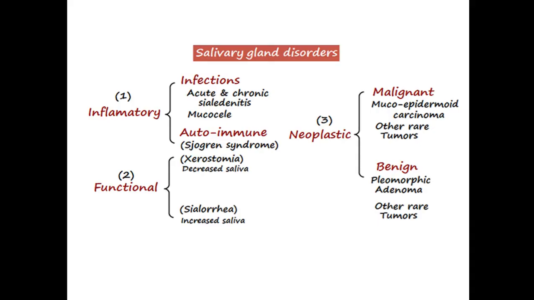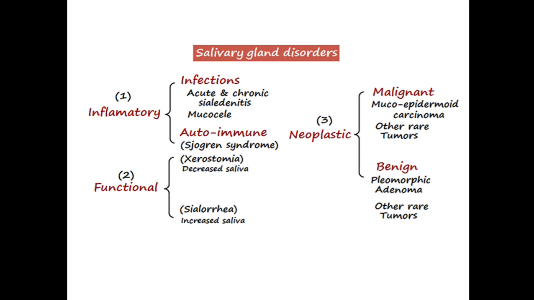Now, lesions of the salivary glands. For our convenience we divide lesions of the salivary glands into number one, inflammatory lesions, number two, functional lesions, and number three, neoplastic lesions. The inflammatory lesions of the salivary glands are in the form of inflammation known as sialadenitis, which may be in the acute and chronic form.